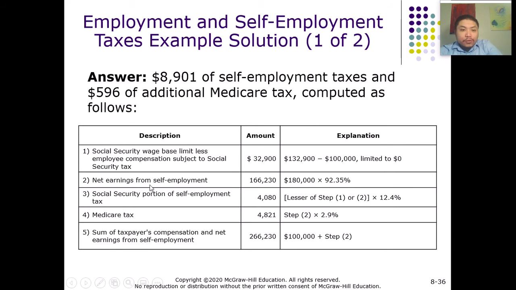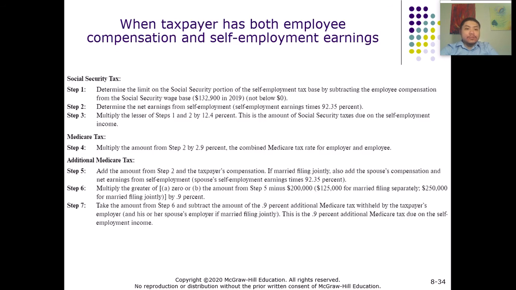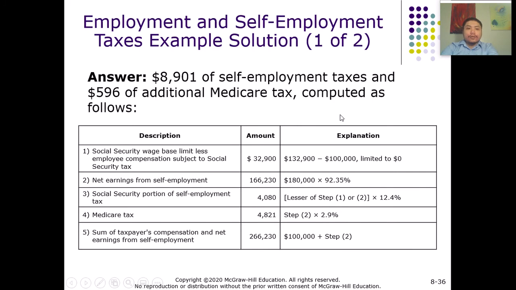In step 2, we calculate the net earnings from self-employment. Courtney's total earnings from self-employment is $180,000, so we take that times 92.35%, and that gives us $166,230. Remember this step: determine net earnings from self-employment by multiplying by 92.35%. All right, so that's step 2.